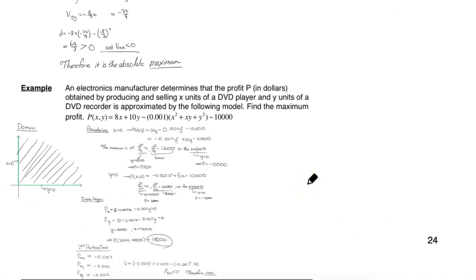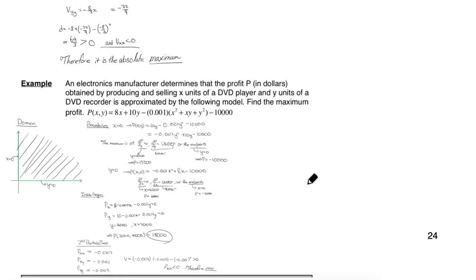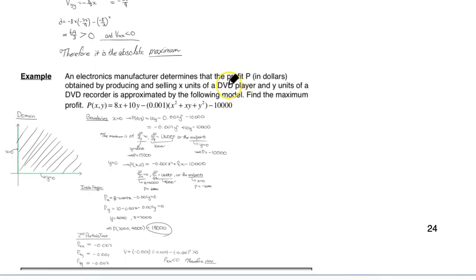In the second example, an electronics manufacturer finds that the profit in dollars obtained by selling x units of DVD players and y units of DVD recorders is approximated by the model here. So this is again a function of two variables, x and y, and we are again going to have to look at the boundaries and the inside region.